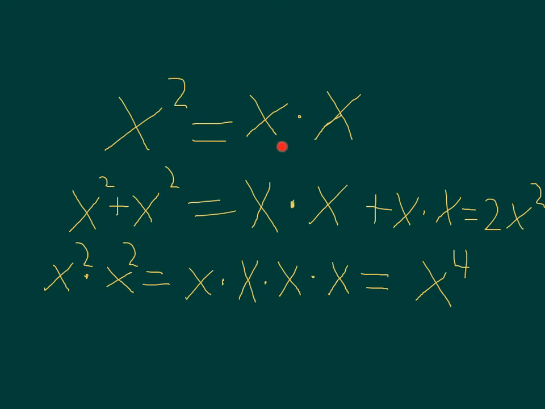So as you can see over there, if you have x to the second power, or x squared, you have x times x. When you add two numbers with exponents, like x squared plus x squared, what you're adding is x times x plus x times x. So what you get is 2x squared. When you multiply numbers with exponents, what you're doing is multiplying x times x times x times x, in the case of x squared times x squared. So your result is going to be x to the fourth.